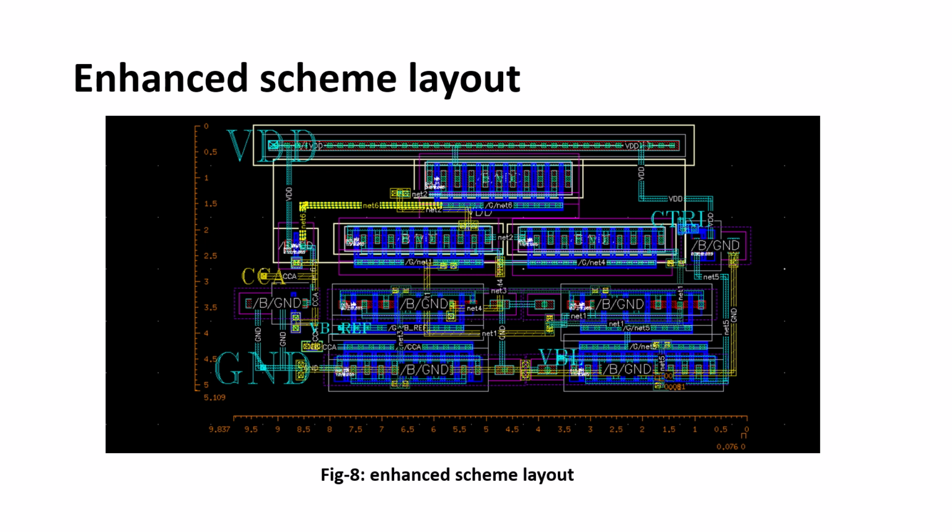So yeah, here we are seeing our enhanced scheme layout. Here we are seeing our current sense amplifier with the extra circuitry layout. Here we can see the scale marking of a width of 5.1 micrometers and a length of 9.8 micrometers, which is very high compared to our conventional scheme. And if we multiply our width and length, we get an area of 47 square micrometers.